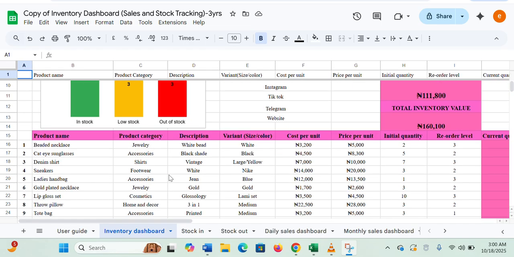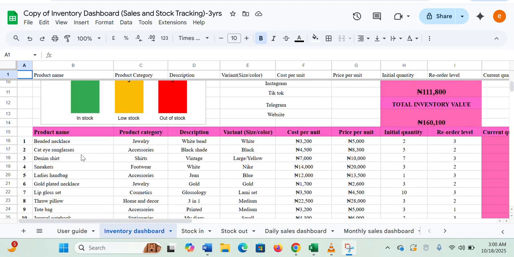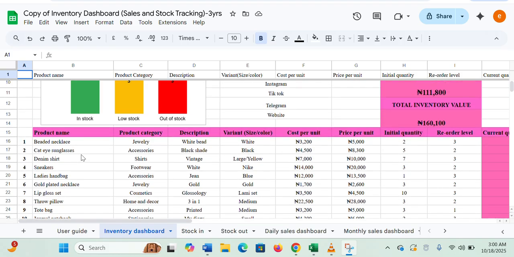Let's see the first column. What I mean by the first column is this first line here, column B, which is your product name. This is where you input the name of your product. When people want to buy that particular product from you, what is the name they tell you, or what is the name you have categorized that product with? That is the product name of your business.